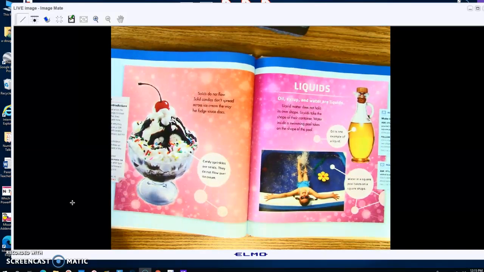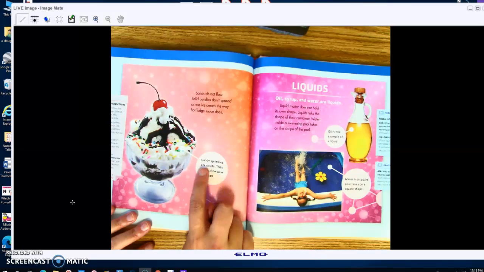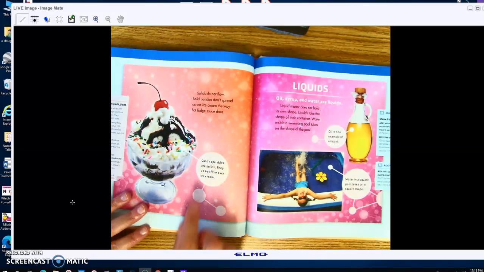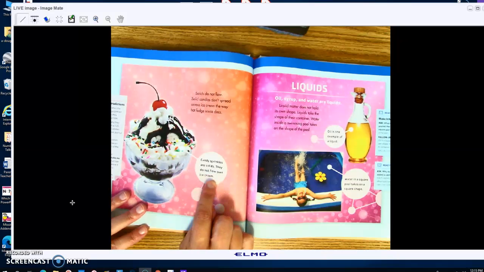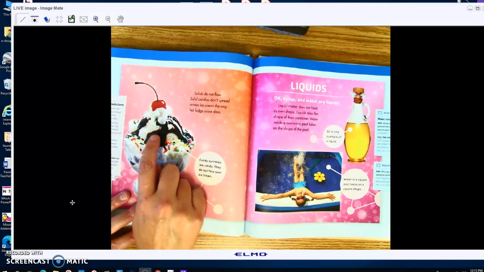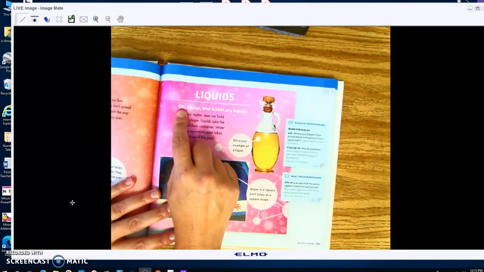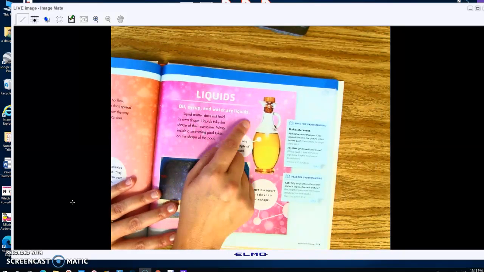Solids do not flow. Solid candies don't spread across ice cream the way hot fudge does. So here's what the caption says. Candy sprinkles are solids. Do they spread out? No. They do not flow over the ice cream. However, the hot fudge does, so it is a liquid. Oil, syrups, and water are liquids.